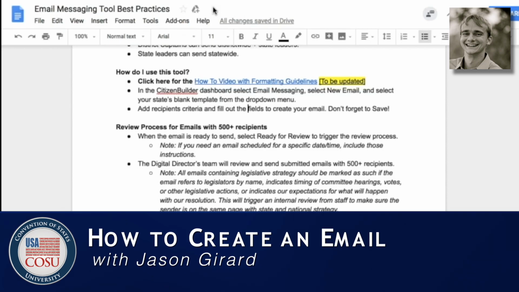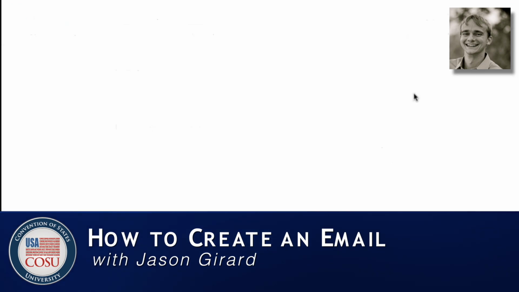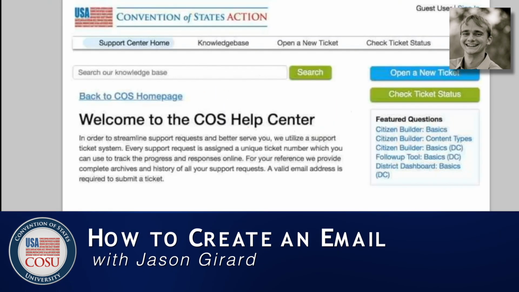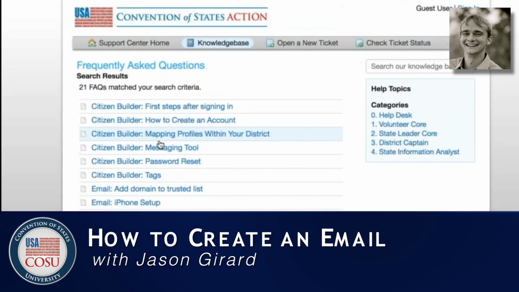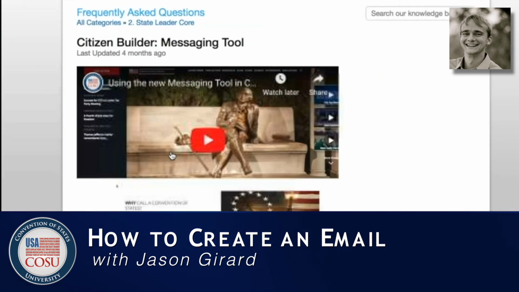If you want to know how to find this, you can go to our help desk at help.cosaction or help.conventionofstates.com. Either one will take you to the same place. And when you go to help.conventionofstates.com, in the search bar there, you can type in email. There's a bunch of documents on email, but look for the CitizenBuilder ones up at the top. And then the messaging tool is what you want to click on. And that's where this video is going to be.